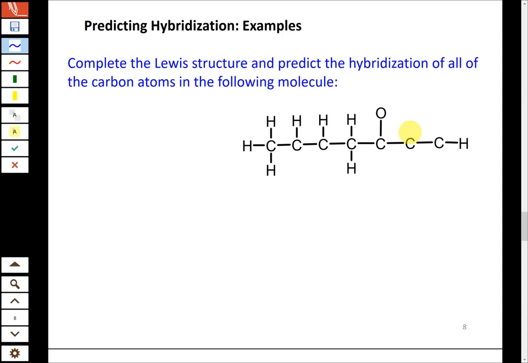So this one asks us to complete the Lewis structure and predict the hybridization, so we have to do 2 parts to this. We haven't seen one like this yet, so let's cover how we would approach this. If we wanted to finish the Lewis structure of this molecule, of course we could total up all the valence electrons, figure out how to complete the octets, and distribute the lone pairs, all that stuff. It's kind of tedious because there's a lot of atoms in the structure.